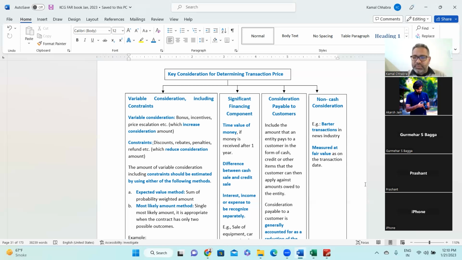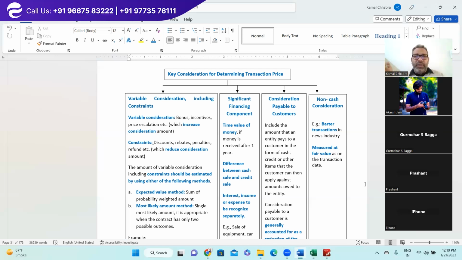What is the discount? Discounts are generally called constraint to variable consideration. So anything which is adding to the fixed price is called variable consideration, and anything which is reducing the price is called a discount, whether it's on account of discount, rebate, or any other customary practice, right? That is called constraint to the variable consideration. So variable consideration is the positive side, which is increasing the value.